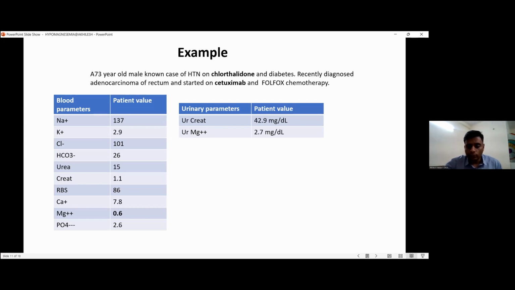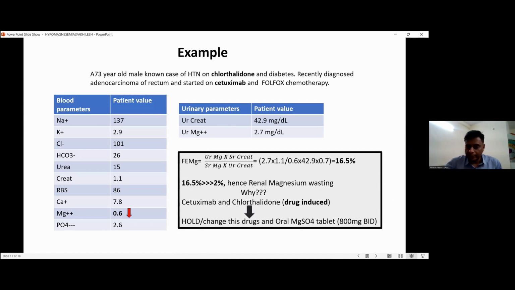When we see that the magnesium is low, we have to know the cause. So we did urinary creatinine and urinary magnesium to apply our formula of fractional excretion. By using this formula, we found that the fractional excretion is 16.5%. So 16.5% is very much higher than 2%, and we can say there is renal magnesium wasting. So why is this wasting happening? There are two drugs, chlorthalidone and cetuximab, which are causing hypomagnesemia. So we'll hold these medicines and start oral magnesium. As the patient came for a routine test, we started oral therapy. Otherwise, we go for IV.